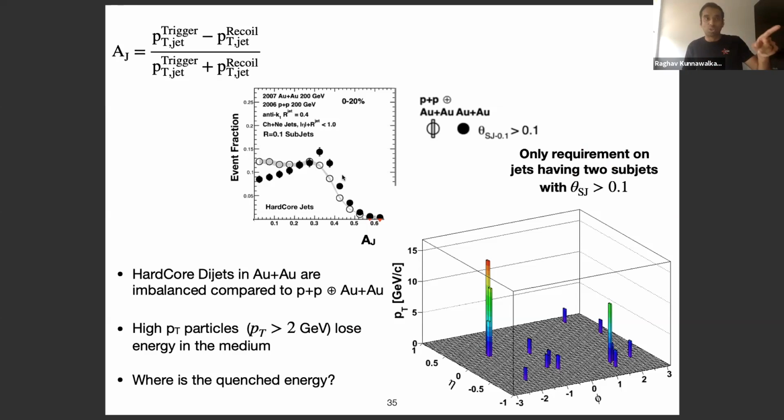So for these hard-core jets, jets that have 2 GeV and above constituents, you can see significant imbalance in the gold compared to the PP. The filled markers are quite different than the open markers. So this tells us that jets made of 2 GeV and above particles, there is imbalance, there is energy loss. The question is, where is this quenched energy, right?